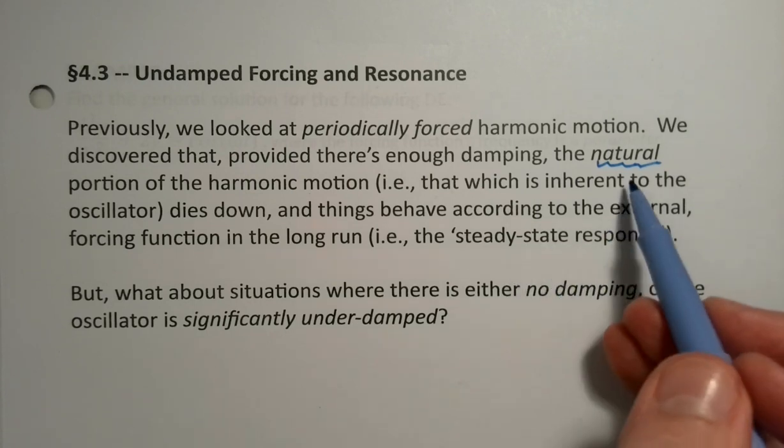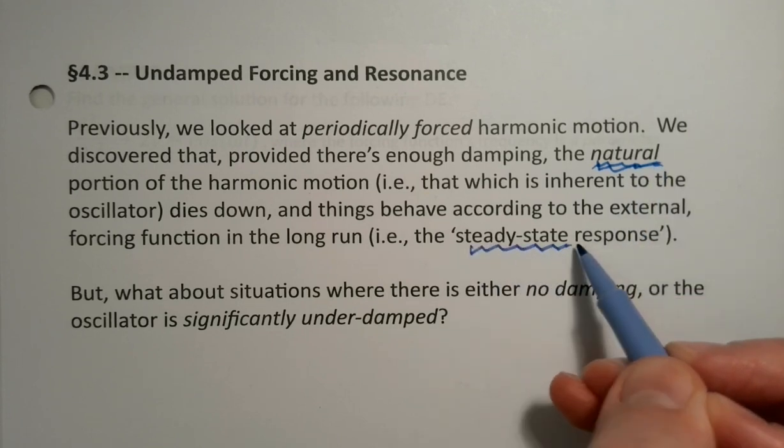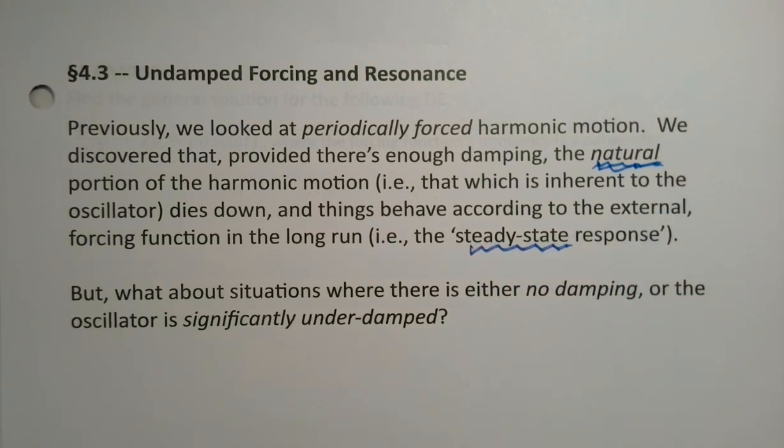So we think of it as the natural and the steady state. Those are the two parts of the harmonic motion that we will see when we're talking about a forced harmonic oscillator. We kind of stayed away from the situations that might arise when there's no damping happening. So we're going to take a special look at what happens when there's no damping.